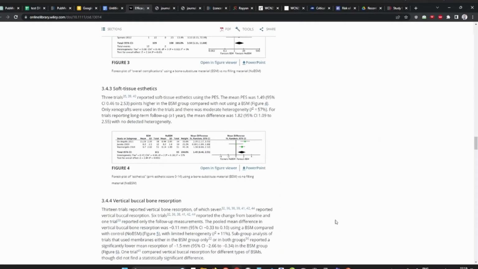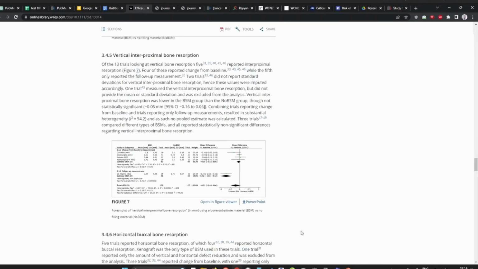Same thing for this soft tissue aesthetics. Same thing for this one. They're just building the outcomes now. They're going to different ones.